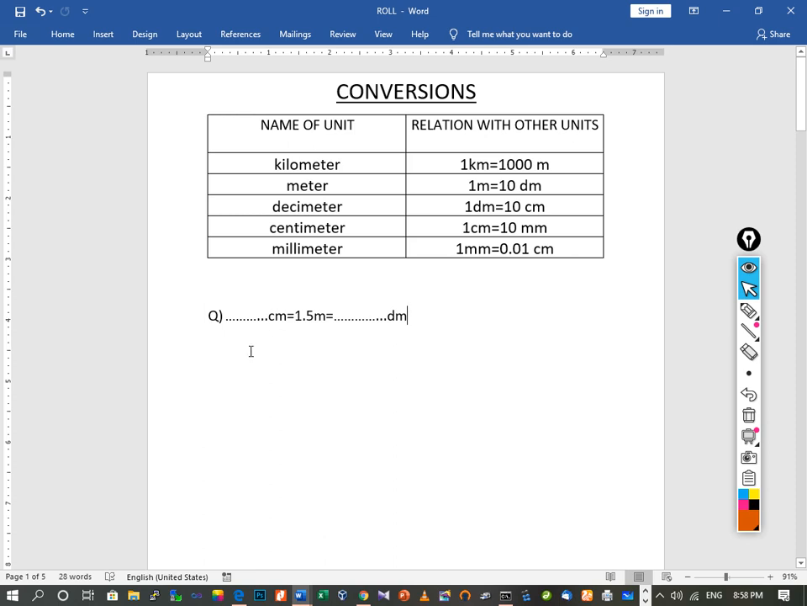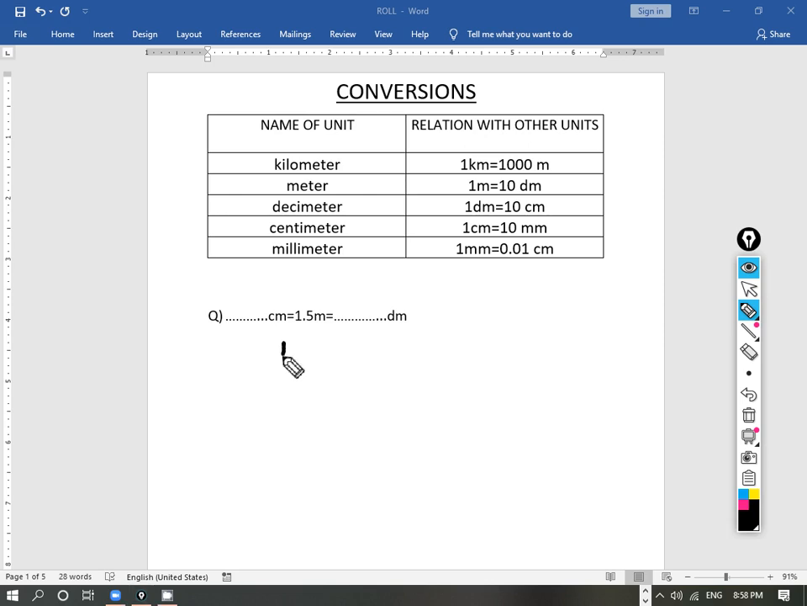Now suppose you have to solve this type of question: dash centimeter equals 1.5 meter equals dash decimeter. So how to do this type of conversion? Over here we know this value 1.5 meter, so for taking this value we will do the conversion. Here we have 1.5 meter.